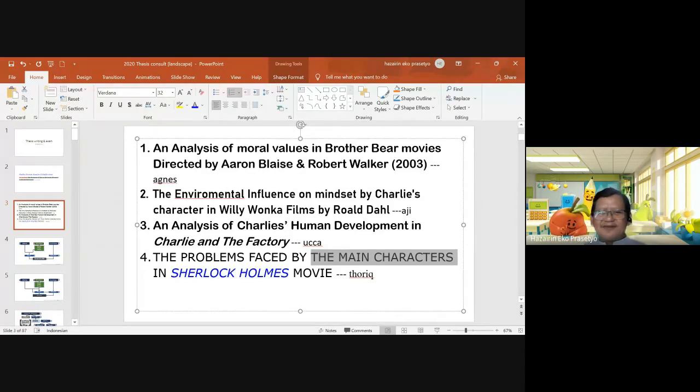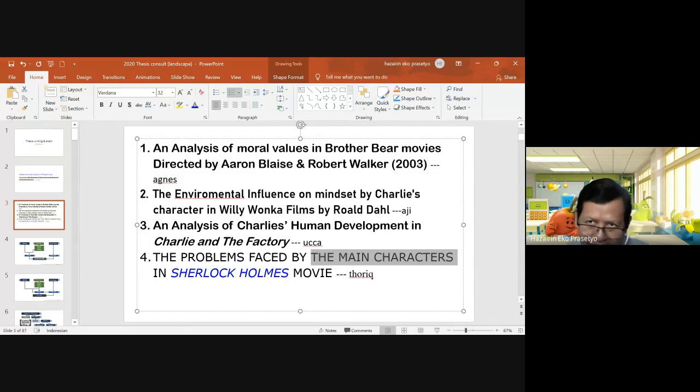Because, you know, problems that someone has would consist of personal problems, social problems, okay? You have family problems, you have economic problems, you have educational problems. Life is full of problems. Are you going to talk about all the problems? Or only a particular, specific problem. Try to decide which problem you're going to analyze from the main character.